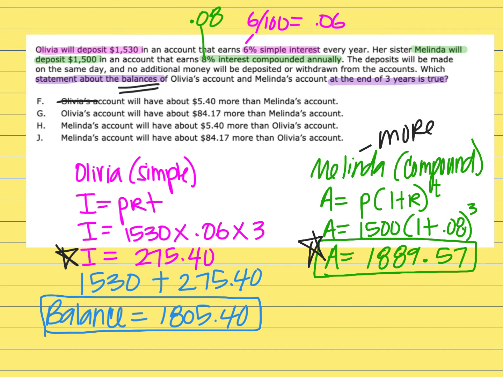So I can cross out answer choice A because that said Olivia had more. I can cross out answer choice B because it also said Olivia had more. When I compare these two amounts of money, if I subtract them, I could know exactly how much more, but it's definitely more than $5. So my correct answer would be D. Melinda has $84.17 more.